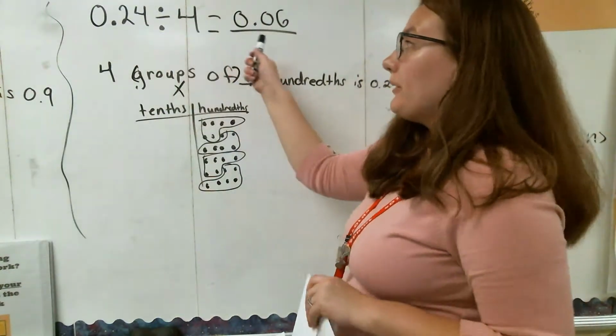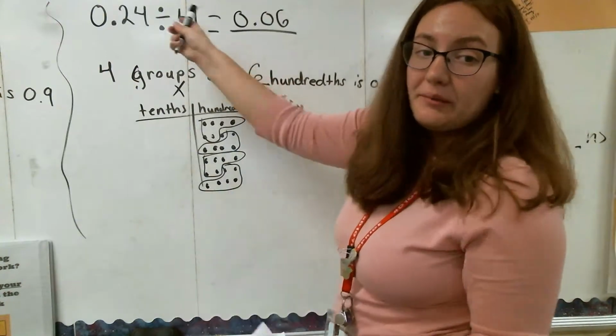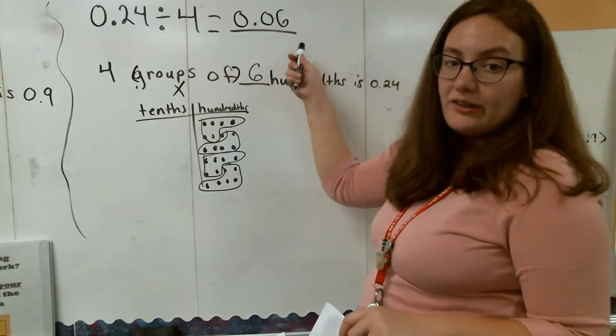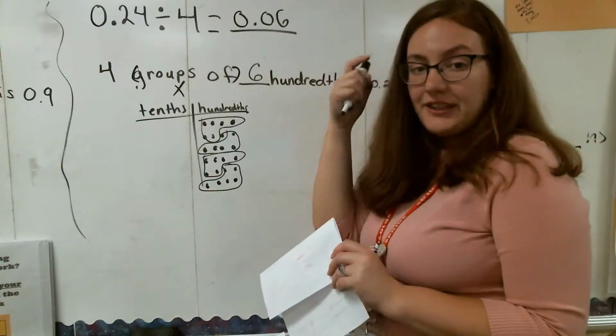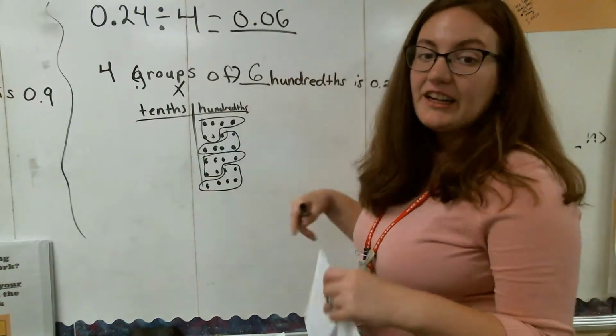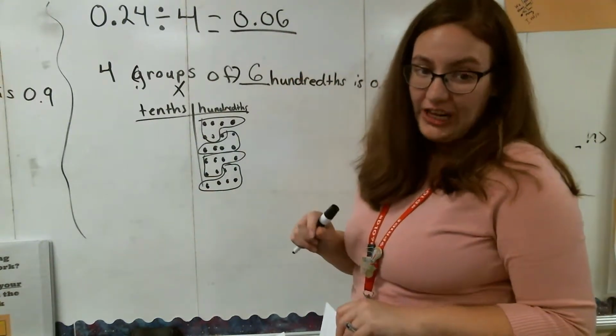Remember, my units are pretty much the same. They're going to be the same on both sides right now. So since I have hundredths over here, I'll have hundredths over here. And you can think of this problem as just 24 divided by 4 is 6. It's just our value has changed.